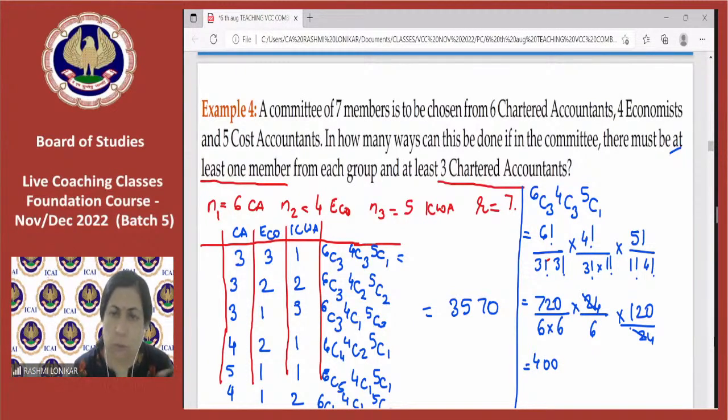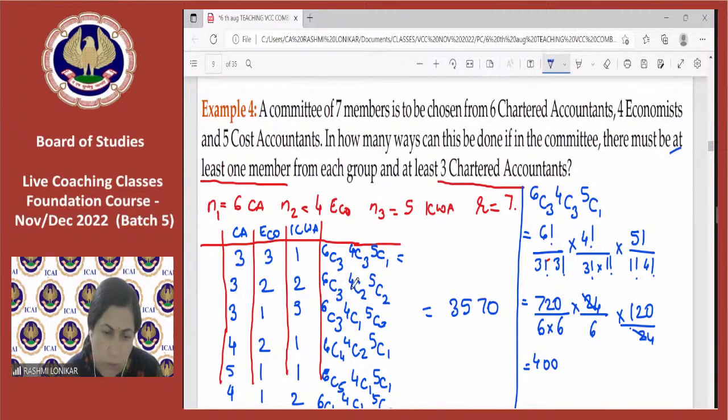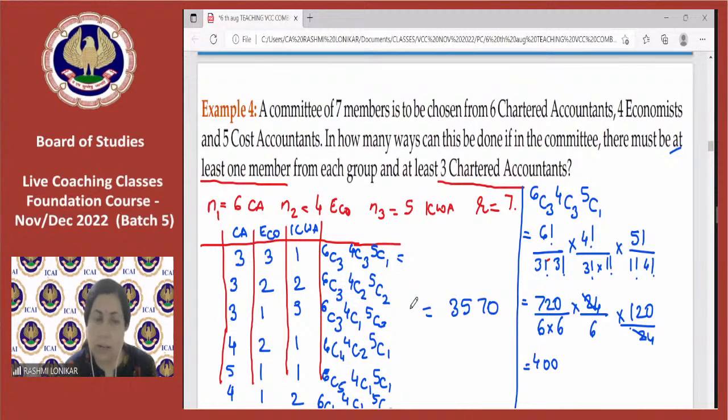So you just have to put the formula, find the answer, and when you find the answers, you will have to total them. So after you found the answers for each of these, this is one group, this is another group, this is the third group, and so on and so forth, you will add them up and you will get 3570. Okay.